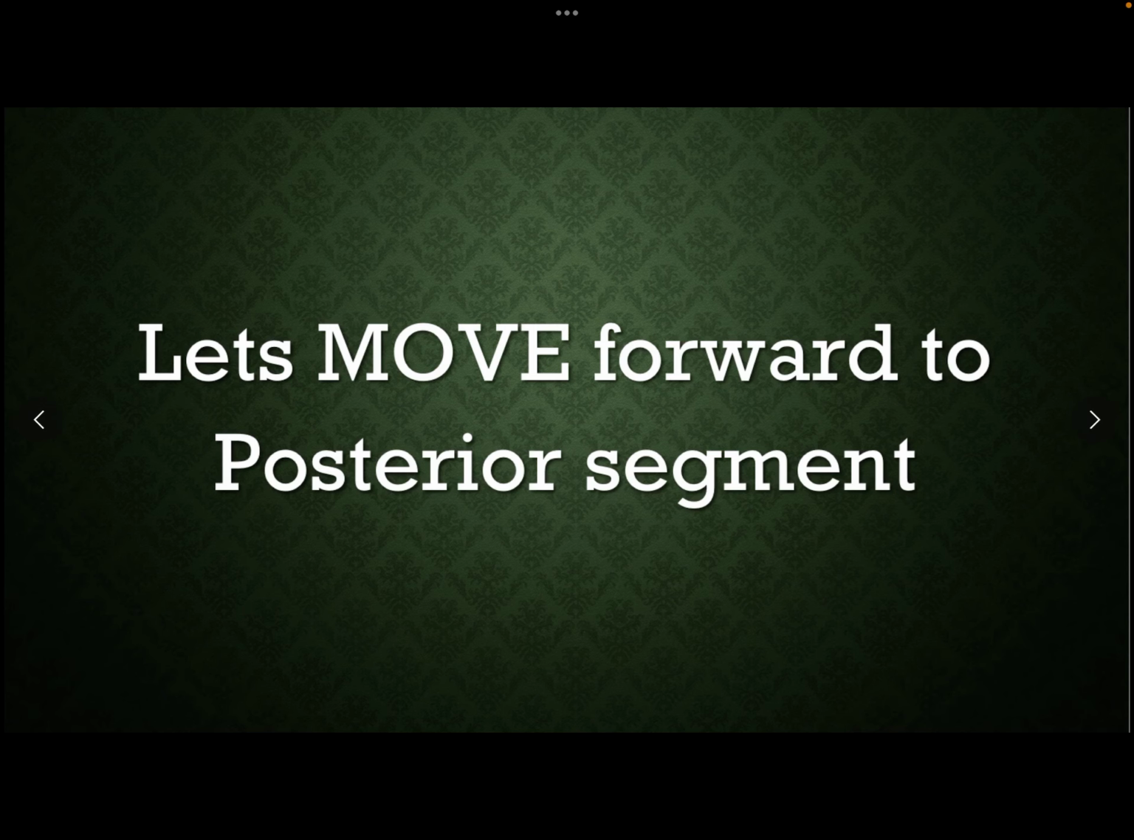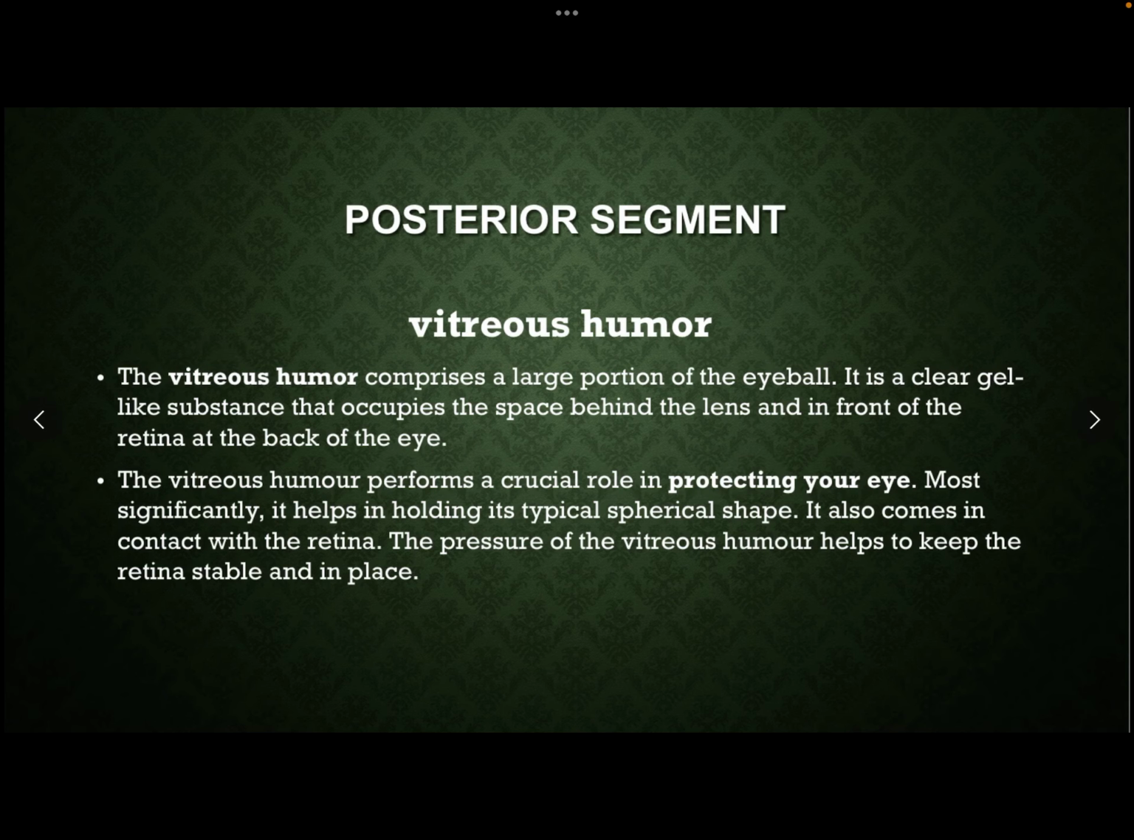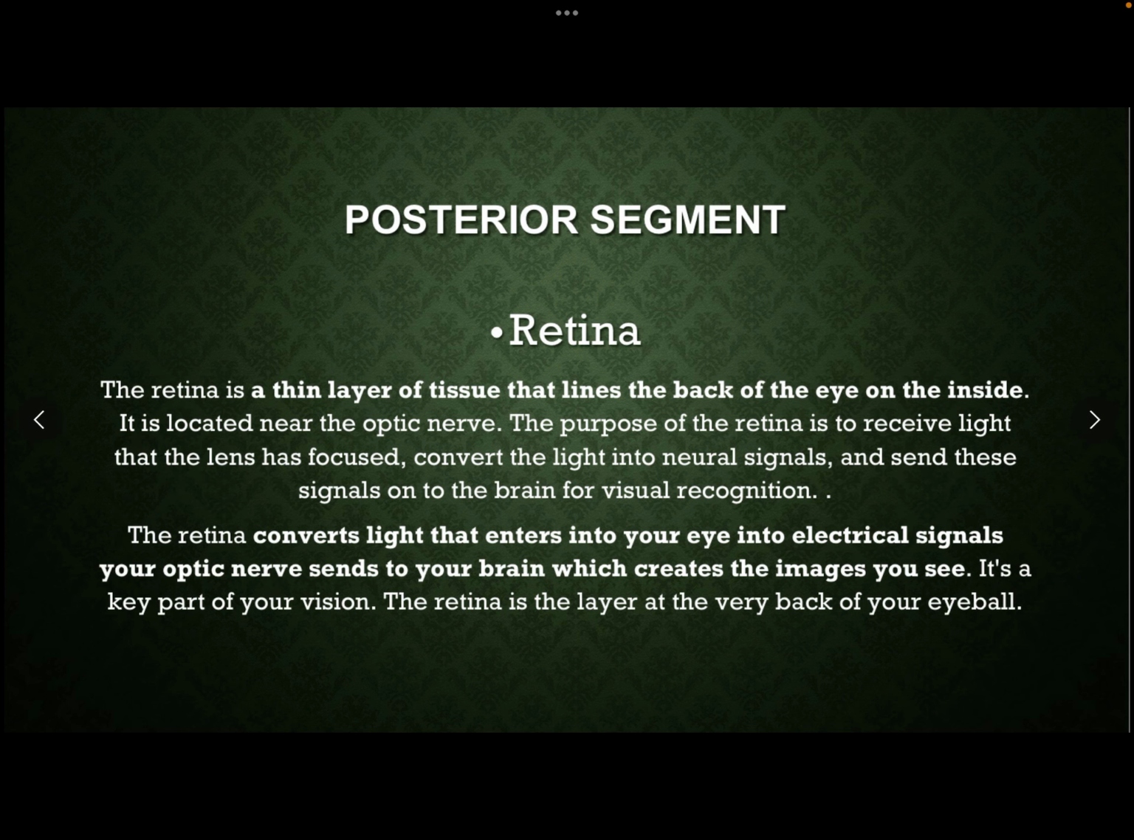Let's move forward to the posterior segment. Vitreous humor. The vitreous humor comprises a large portion of the eyeball. It is a clear gel-like substance that occupies the space behind the lens and in front of the retina at the back of the eye. The vitreous humor performs a crucial role in protecting our eye. Most significantly, it helps in holding its typical spherical shape. It also comes in contact with the retina. The pressure of the vitreous humor helps to keep the retina stable and in place.